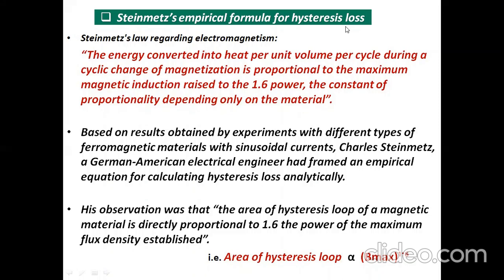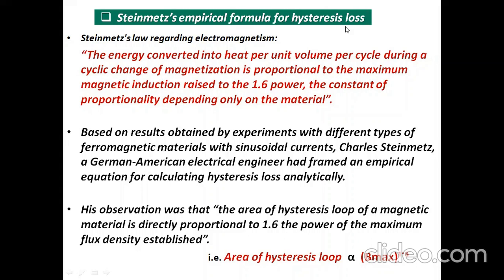Again, I repeat, the law states that the energy converted into heat per unit volume per cycle during a cyclic change of magnetization is proportional to the maximum magnetic induction raised to the 1.6 power. The constant of proportionality depends only on the material.